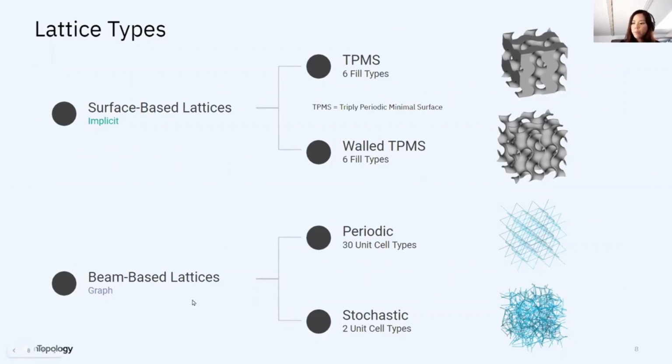Now we also have the beam-based lattices, which are created in graph lattice form. And it is either periodic with 30 unit cell types to choose from, or stochastic. And periodic is, as the name suggests, just periodically repeated across the structure. And stochastic is kind of a more randomized effect.